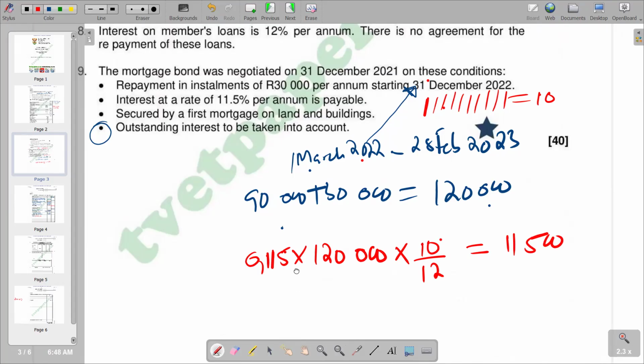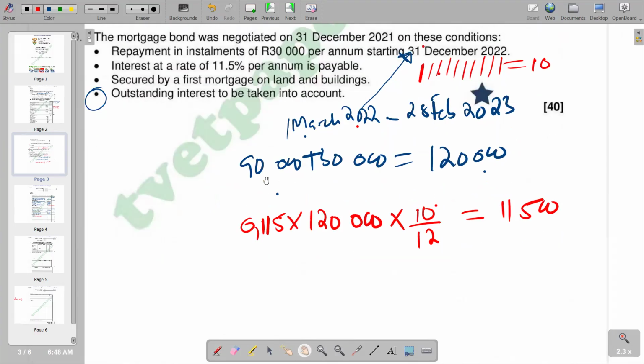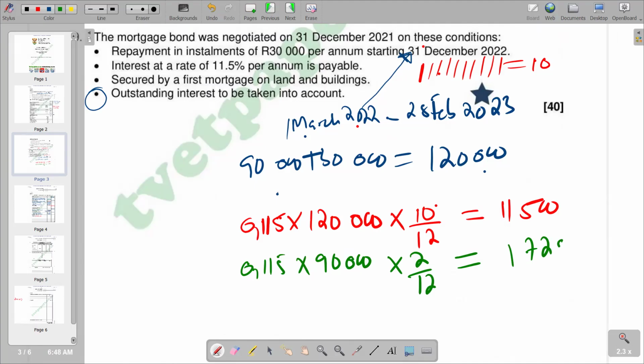Then for the 2 months after the repayment, when the mortgage amount was now 90,000, we say 0.115 times 90,000. It was only applicable for January and February 2023, which is 2 months, so we multiply by 2 over 12. The final answer that you're supposed to get is 1,725. Then we add the two to get the total interest that is supposed to be for the year. 11,500 plus 1,725, we get 13,225.